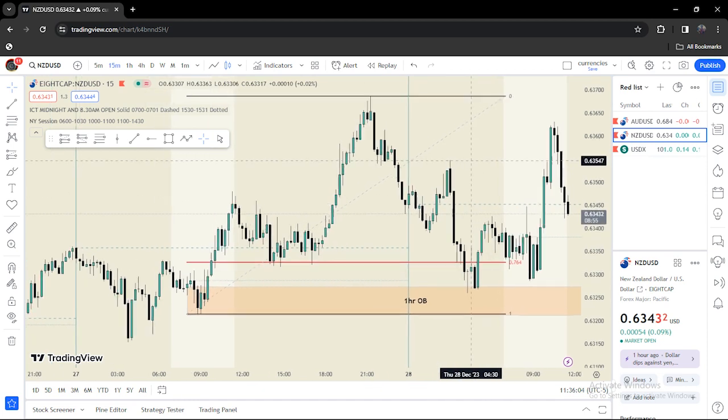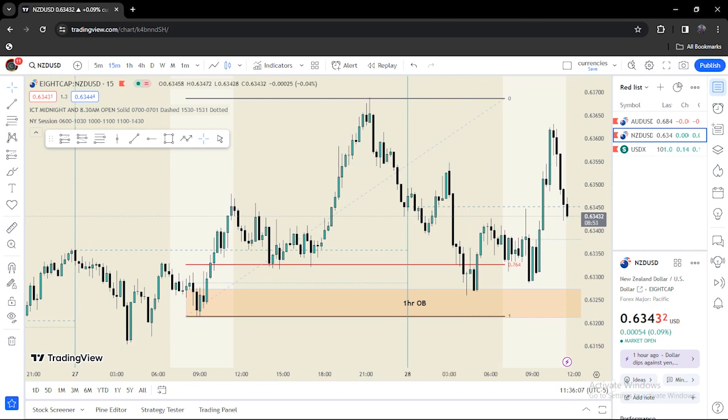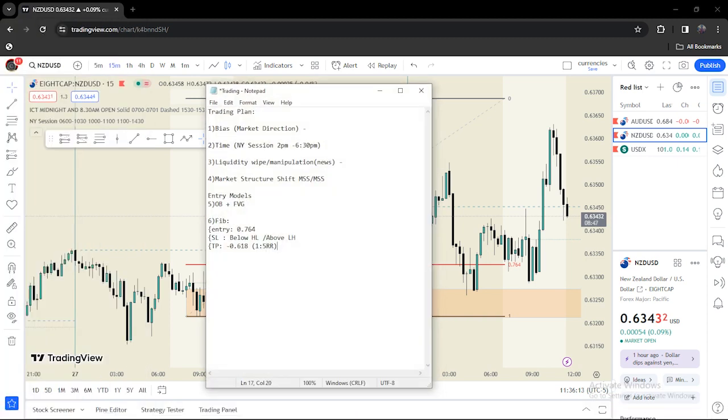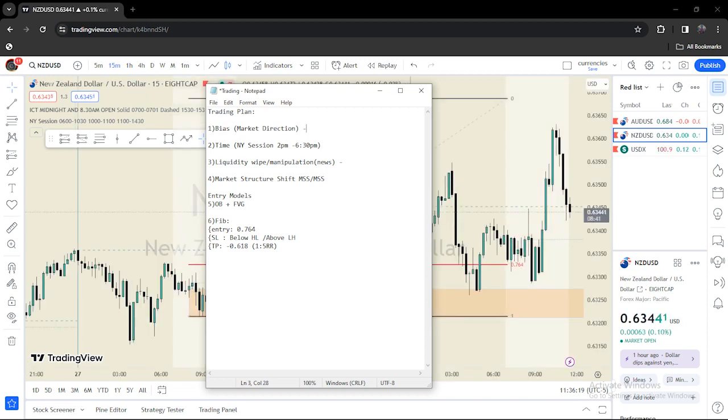So remember, according to our trading plan, the first thing is bias. We need to know the market direction. So how do I know market direction? Most of the time, I usually deal with these time frames. I use the monthly. After the monthly, I go to the weekly time frame. After the weekly, I go to the daily time frame. From the daily, I go to the 4 hour. This is how I analyze. From the 4 hour, I go to the 1 hour.